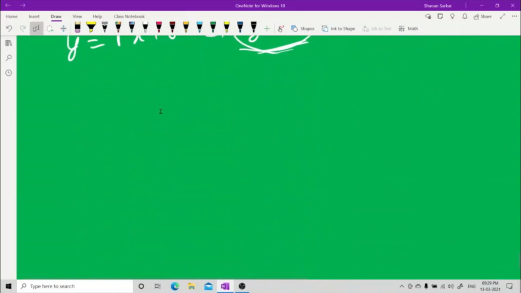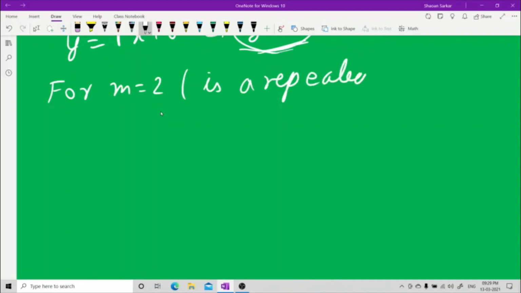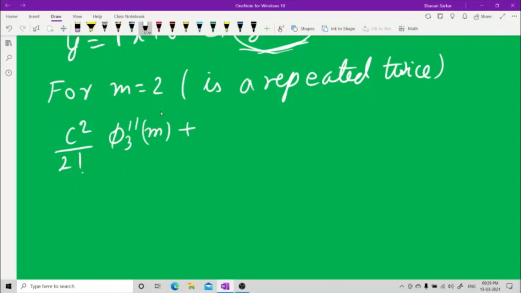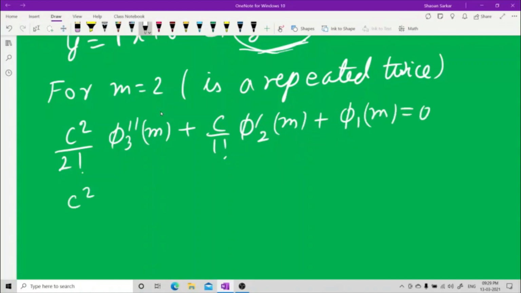Now this is the point. For m equal to 2, it is a repeated root, repeated twice. You can write it down. Now what you do is write c square by 2 factorial phi 3 double dash m plus c by 1 factorial phi 2 dash m plus phi 1 m equal to 0.